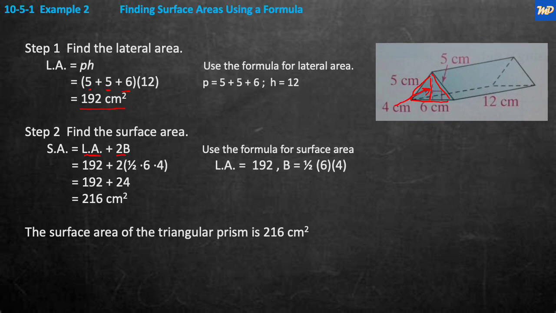So 1/2 times 6 times 4: 6 times 4 is 24, divided by 2 is 12. Times 2 is 24. 192 plus 24 is 216. The surface area of the triangle, I guess I should say the triangular prism, let me correct that right there, is 216 centimeters squared.